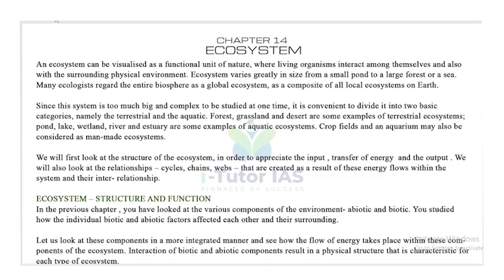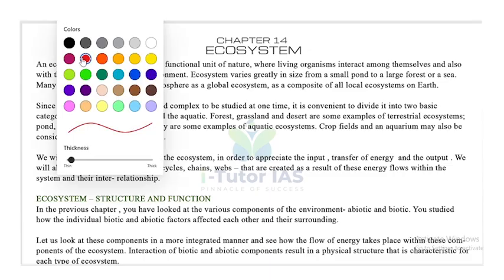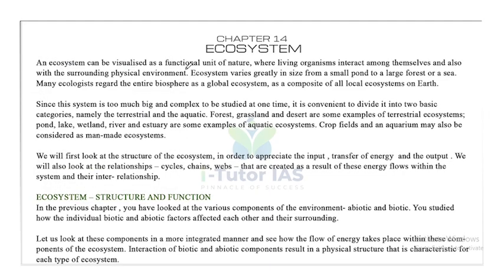An ecosystem can be visualized as a functional unit of nature where living organisms interact among themselves and also with the surrounding physical environment. Ecosystems vary greatly in size, from a small pond to a large forest or sea. Many ecologists regard the entire biosphere as a global ecosystem, a composite of all local ecosystems on Earth.